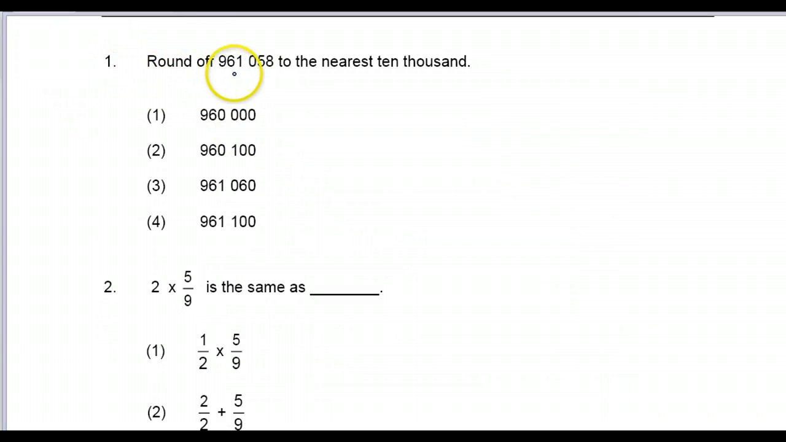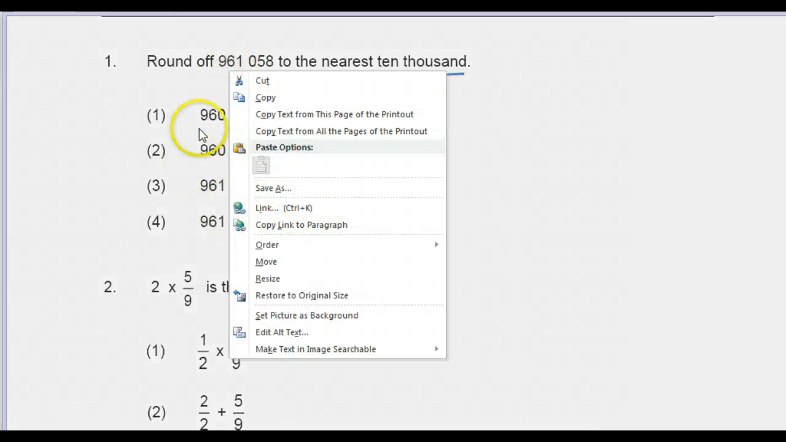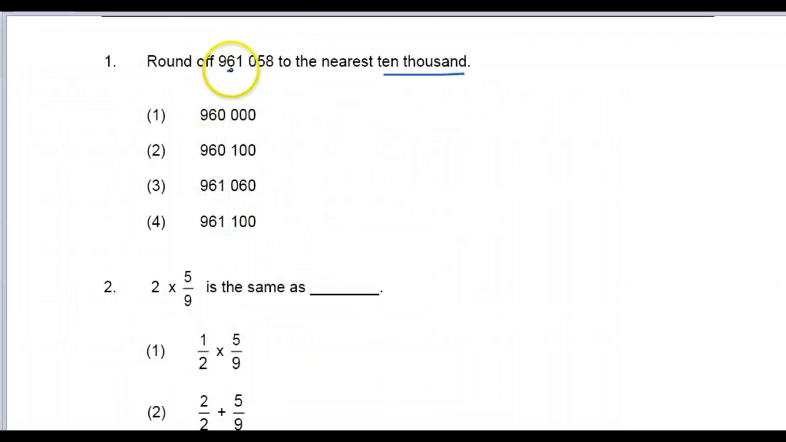Round off 961,058 to the nearest 10,000. So let's look at the digit in the 10,000 place. We know that that is the digit 6. And so I need to look at the digit in the thousands place. And this one is less than 4. So we would round down. So my answer would be 960,000. So option 1 is the answer.